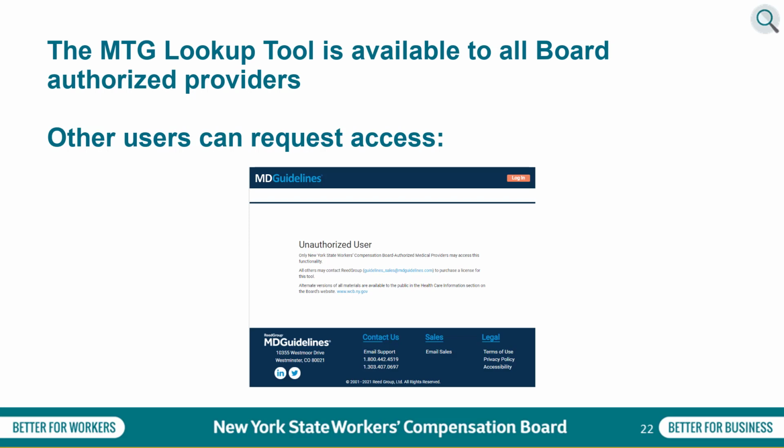For other stakeholders interested in utilizing the Lookup Tool, after logging into the Board's medical portal and selecting MTG Lookup Tool on the treatment card, you will be given contact information for Reed Group to purchase a license for the tool. If you are an insurer that has previously licensed the Reed Group medical treatment guidelines in other states, you may be able to access the New York State MTGs via the Lookup Tool at no additional charge.